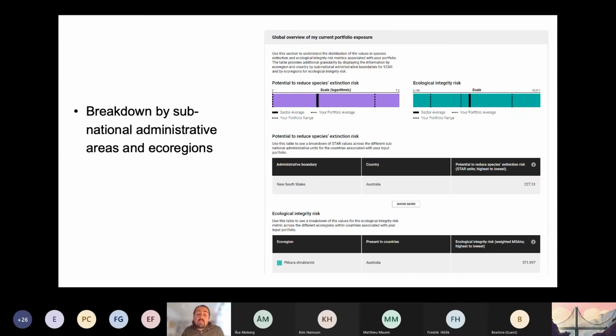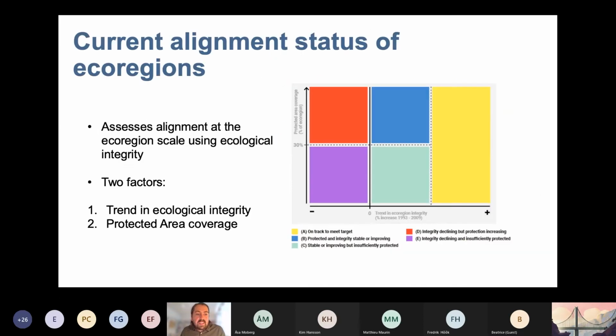As I mentioned before, for agriculture, the data is quite coarse and we don't know the specific location of the farms or the assets. Instead, we provide a representative minimum and maximum ecoregion within each country. If we go to the next slide, please.